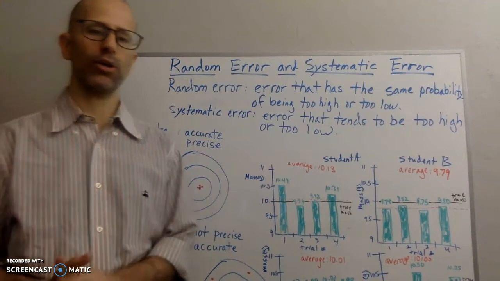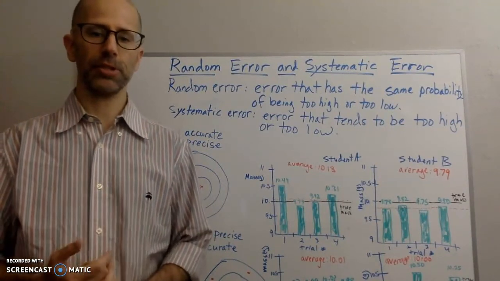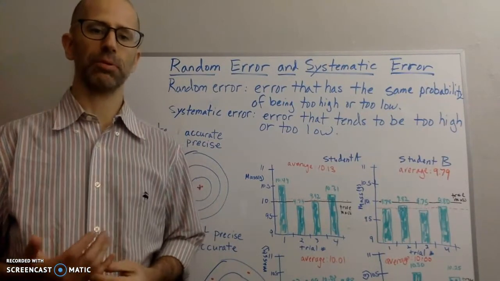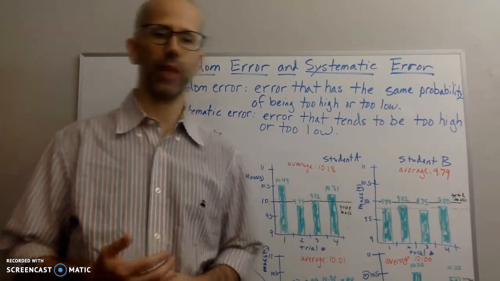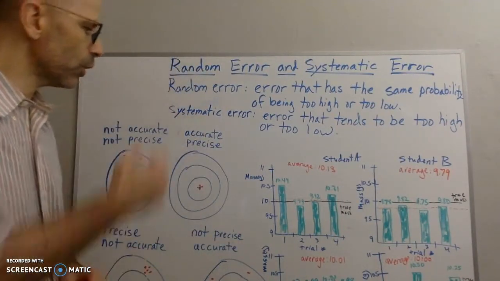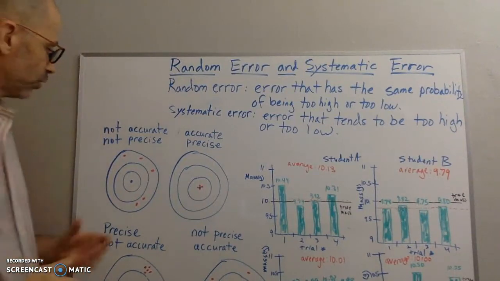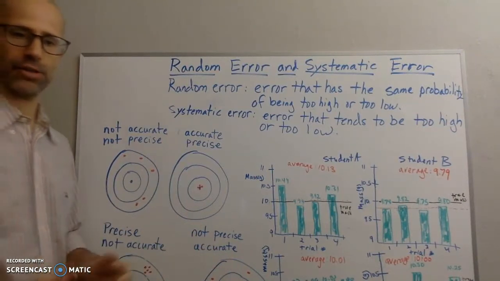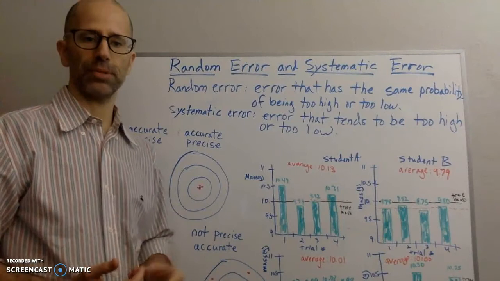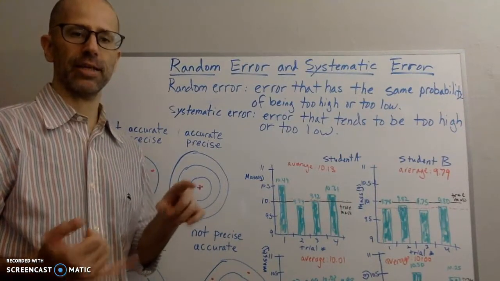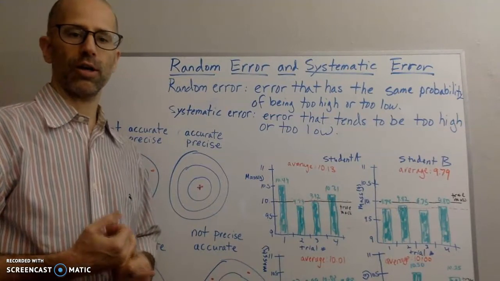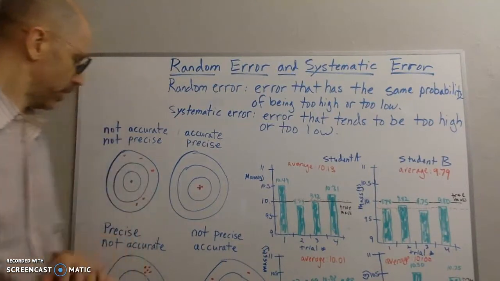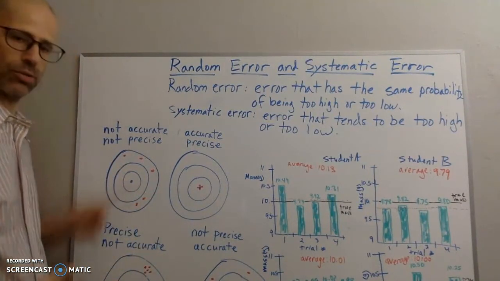In my last video I talked about accuracy and precision and I used a few graphs. I'm going to be using those graphs again to go deeper into random error and systematic error. So again, for those of you who didn't see my other video, these graphs are representing precision and accuracy. And just to remind ourselves what accuracy is: how close your value is to the actual value, or in other words, how close your shot is to the bullseye.